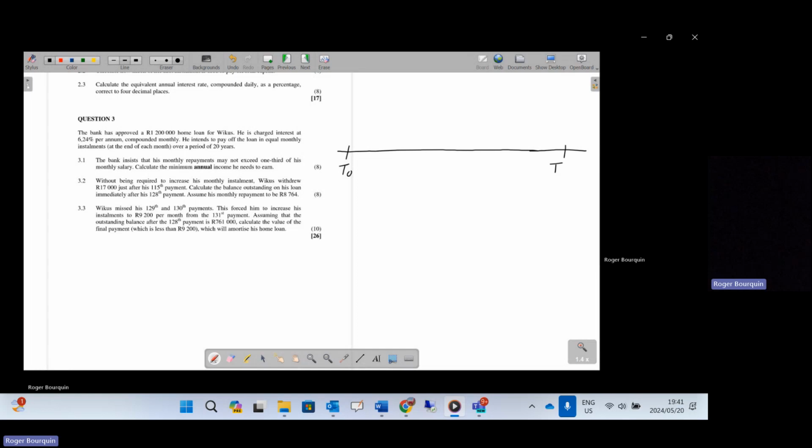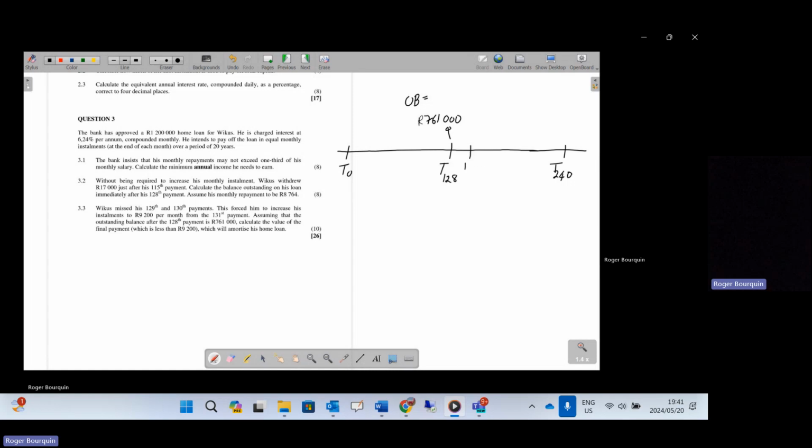Okay, so you've got to set up your number line, which, since the question is over 20 years, goes to T240. We know from the previous question that his balance outstanding after the 128th payment, we're told we must assume, is 761,000. So his balance outstanding is 761,000 at T128.